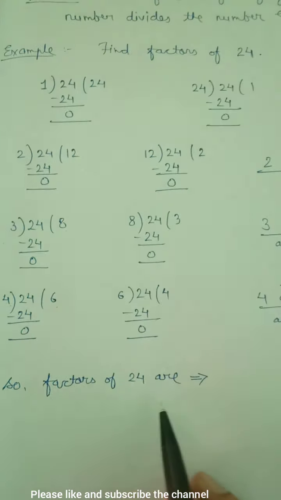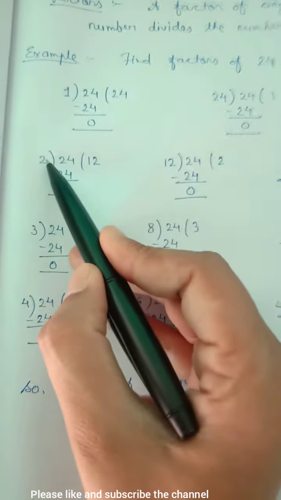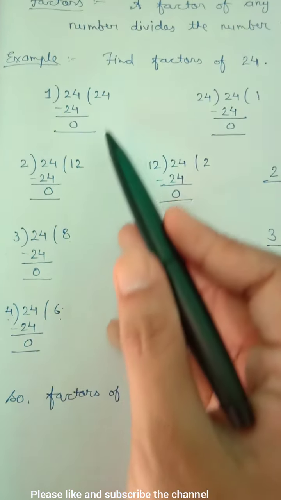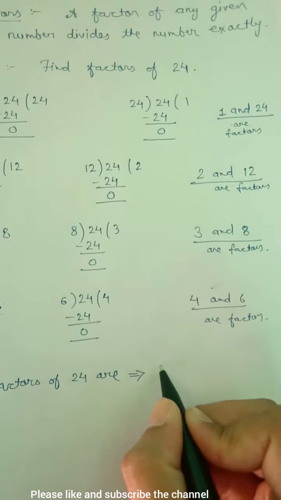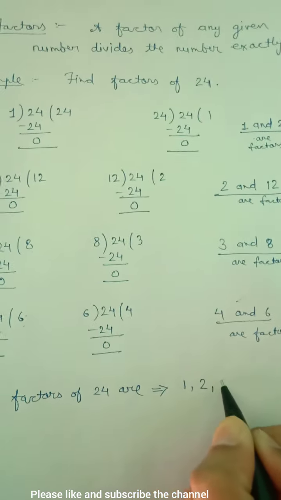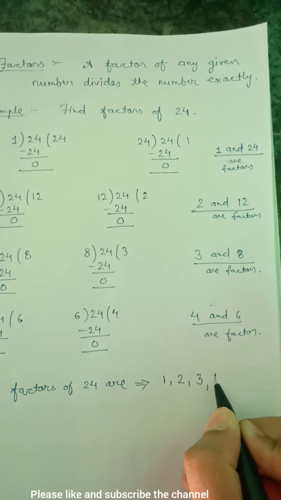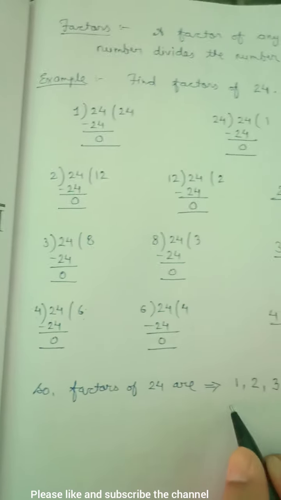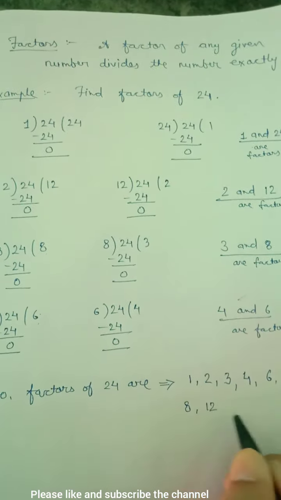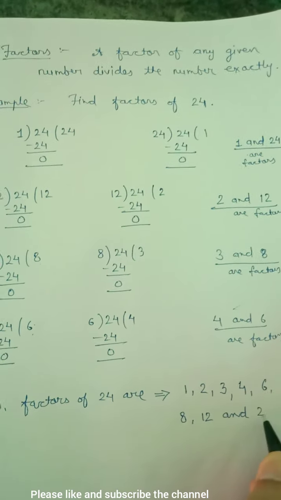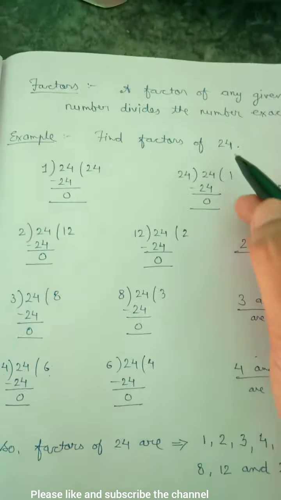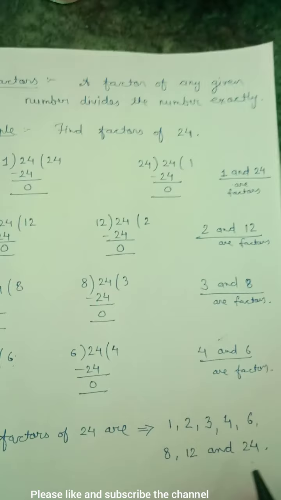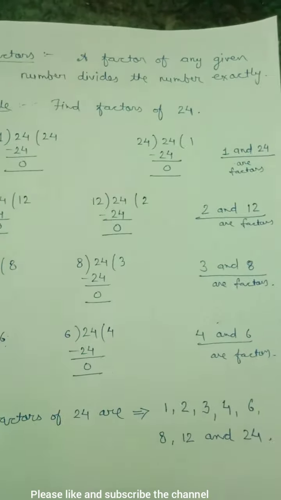So what are the factors of 24? 1, 2, 3, 4, 6, 8, 12 and 24. So these are the factors of 24. By all these numbers 24 is exactly divisible.